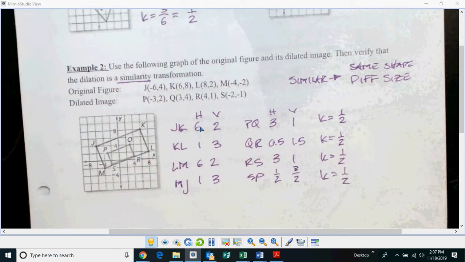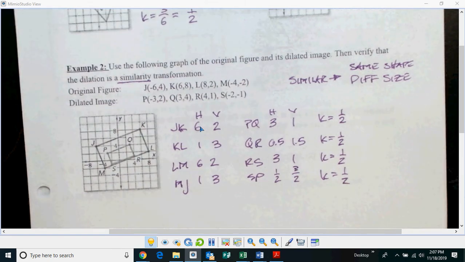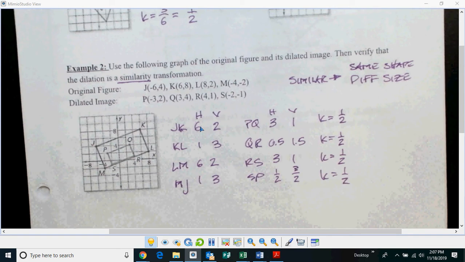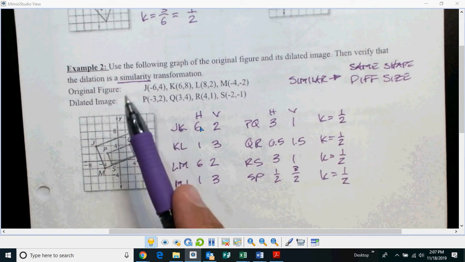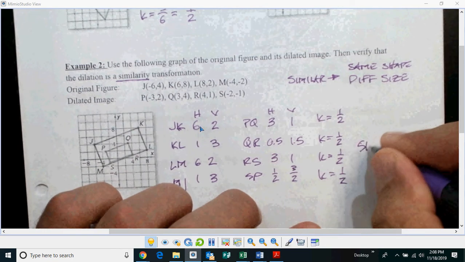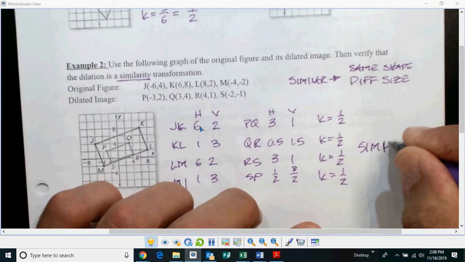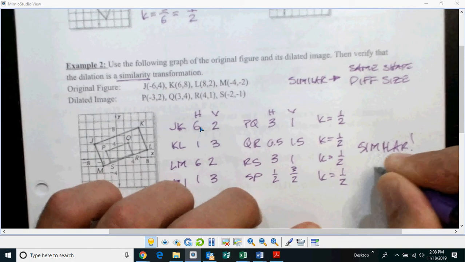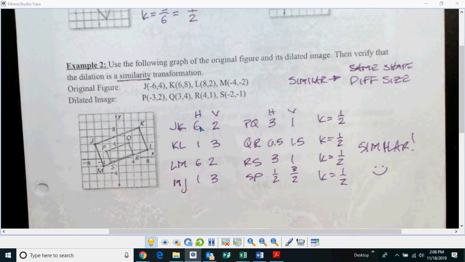So if all of them obey the same scale factor, what can we conclude? It's not congruent. They are similar. These are similar.